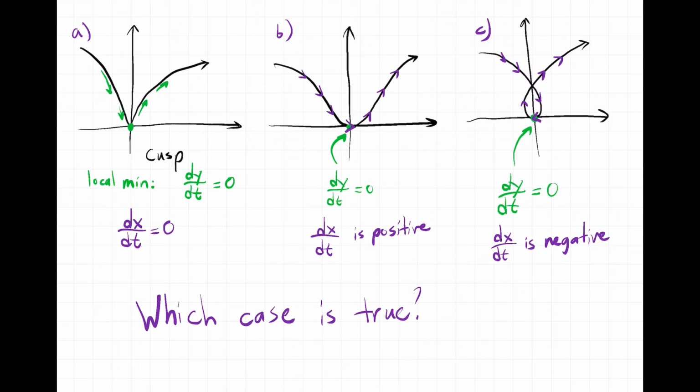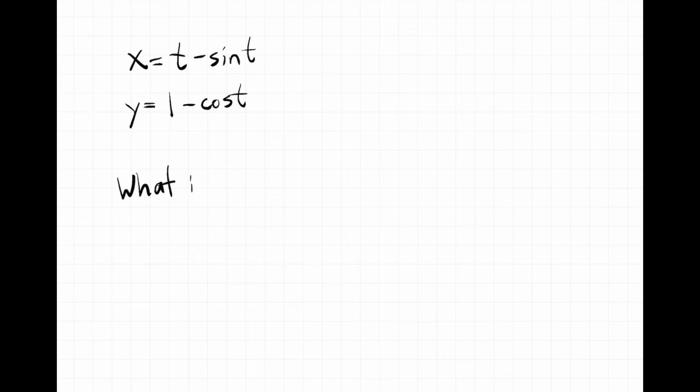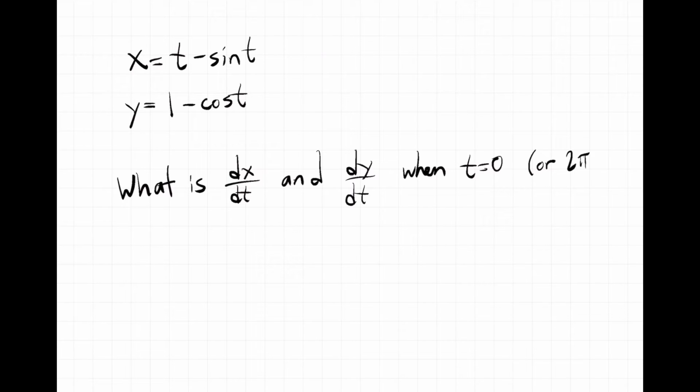So let's try and figure this out. We know that our curve is defined by the following equations. We know that x equals t minus sine t, and y equals 1 minus cosine t. So our question is, what is dx/dt and dy/dt when t equals 0, or 2 pi, or 4 pi, etc. These are all the points that we think might be cusps, but we can't be certain yet.